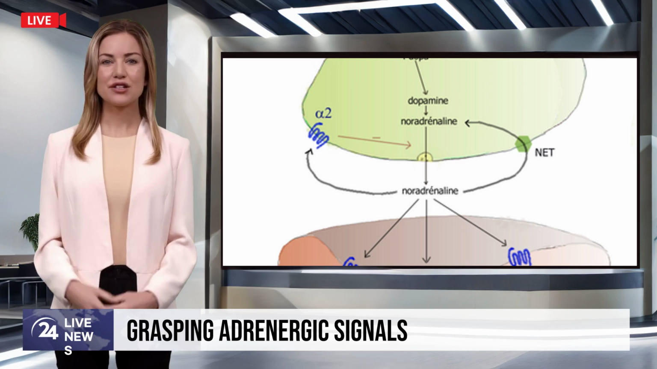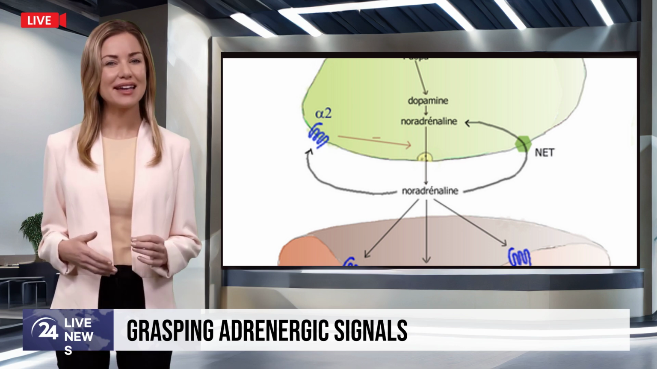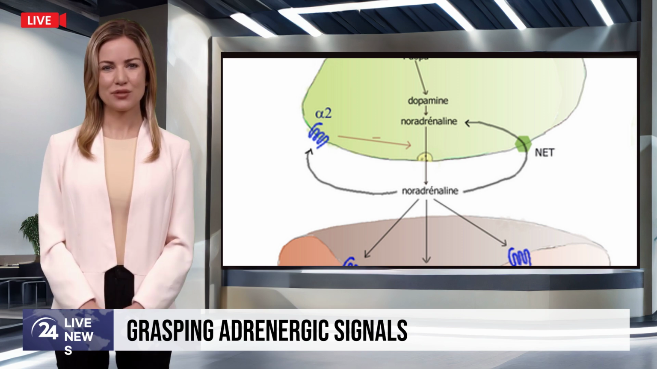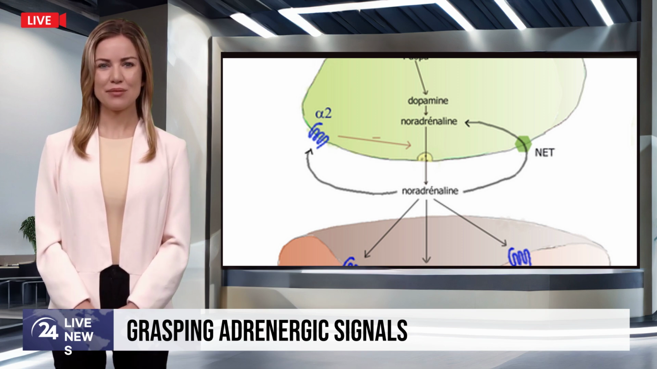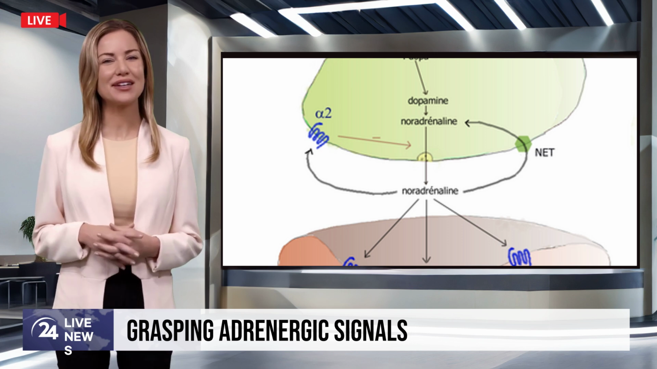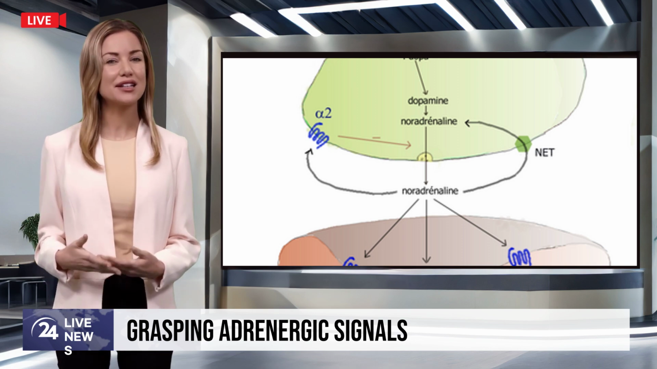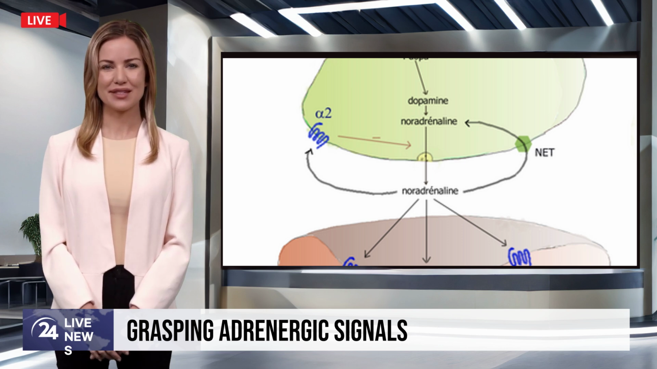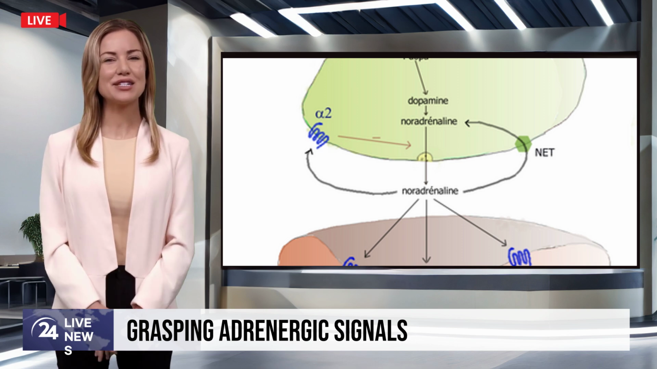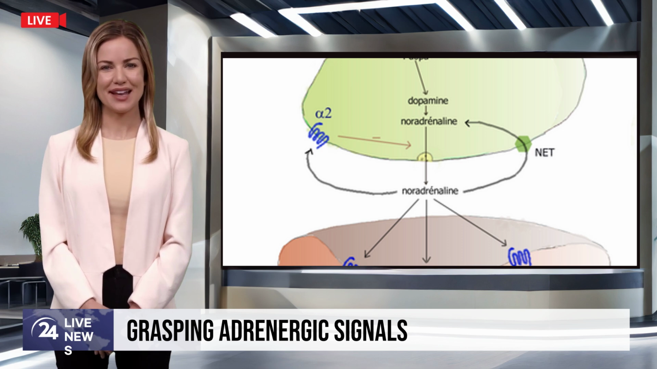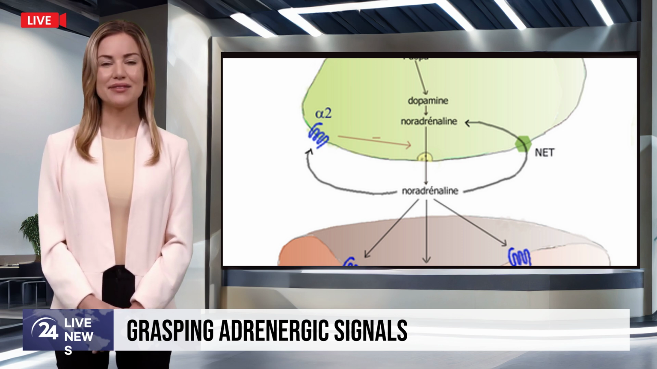Its primary neurotransmitters are norepinephrine and epinephrine. Adrenergic receptors and examples: alpha-1 receptors, location: blood vessels, iris, urinary sphincter. Action: vasoconstriction, pupil dilation, contraction of urinary sphincter. Example: phenylephrine, mechanism: alpha-1 agonist. Clinical use: used as a nasal decongestant and for pupil dilation during eye exams.